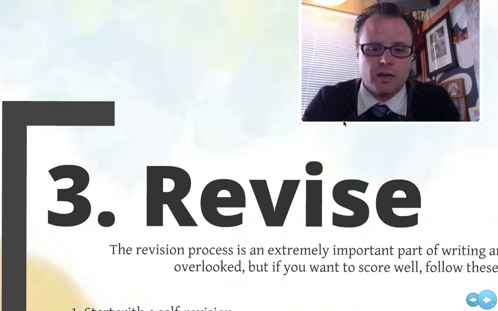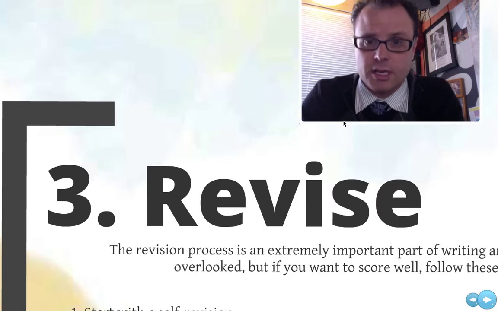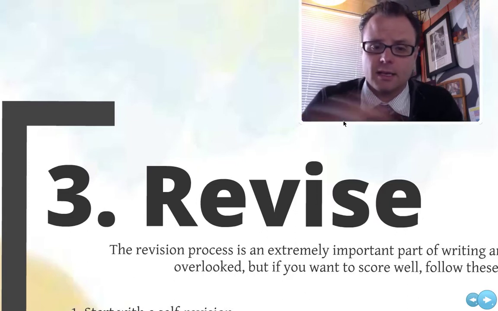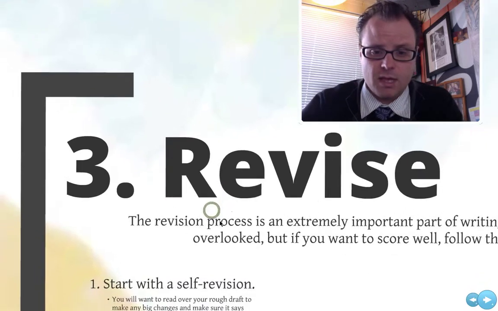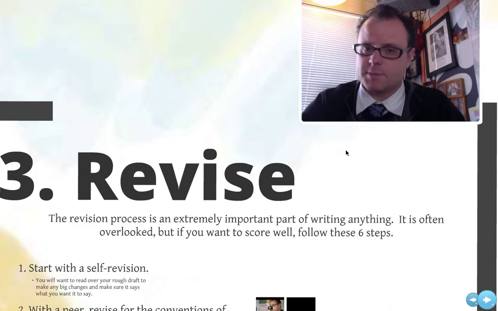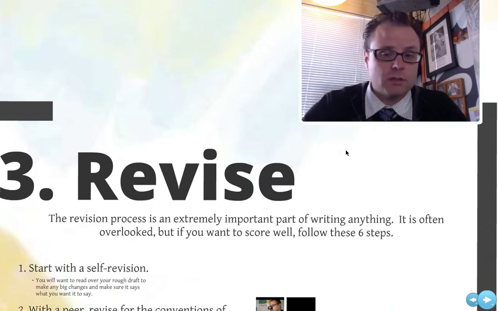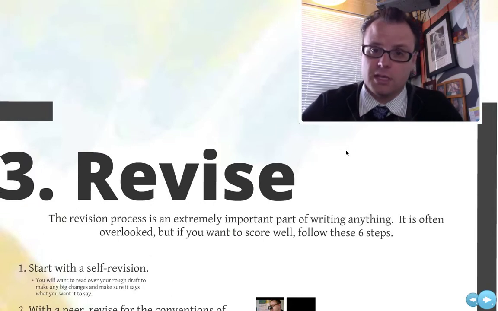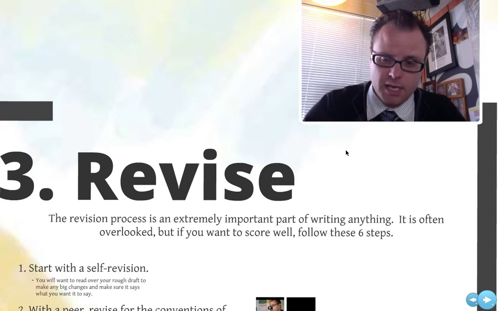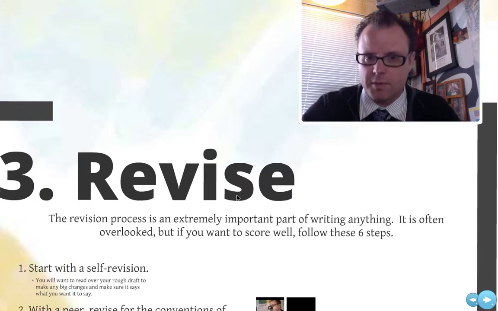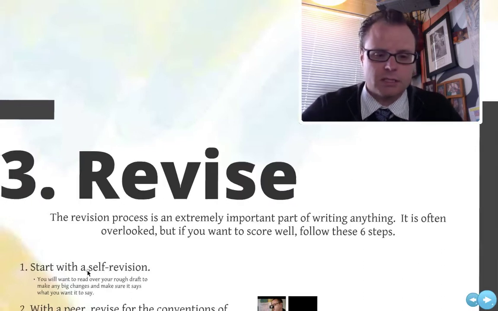So here we are on revised section 3. At this point, you should have a rough draft finished. If you do not have a rough draft finished, you need to go back to steps 1 and 2 and do that. Okay, this is just for the revision step. Now, the revision process is an extremely important part of writing anything, especially doing it well. It's often overlooked, but if you want to score well, in my class especially, you need to follow these steps. Okay, there's 6 of them today, but they can vary if you combine some or spread them out even more. But today I just decided to put it into 6.